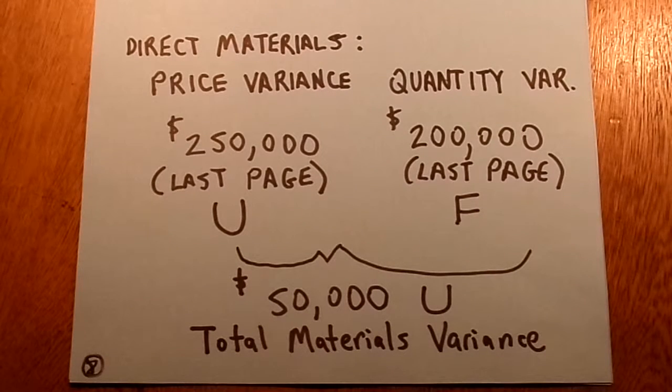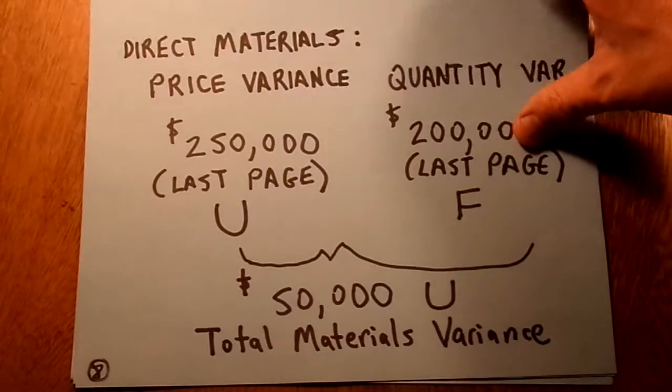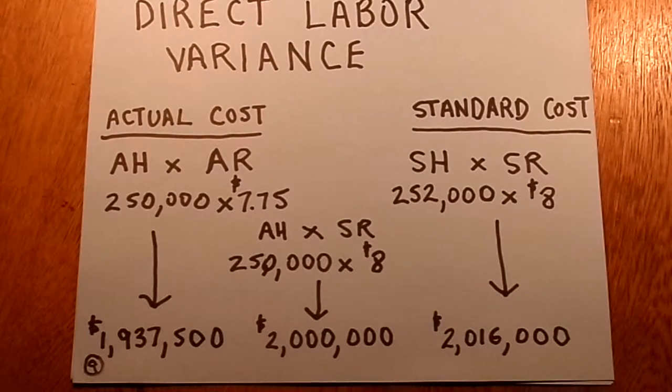So then to come up with a total materials variance, we look at the price variance, and it just comes from the last page. Last page we had 250,000 unfavorable for price variance. We had 200,000 favorable for quantity variance. And this leads us to a net unfavorable $50,000 material variance. This taken by itself is unfavorable, and the company should probably do things to try to improve particularly the price. The price it is paying for the units, or the pounds in this case, that it's buying of direct materials.